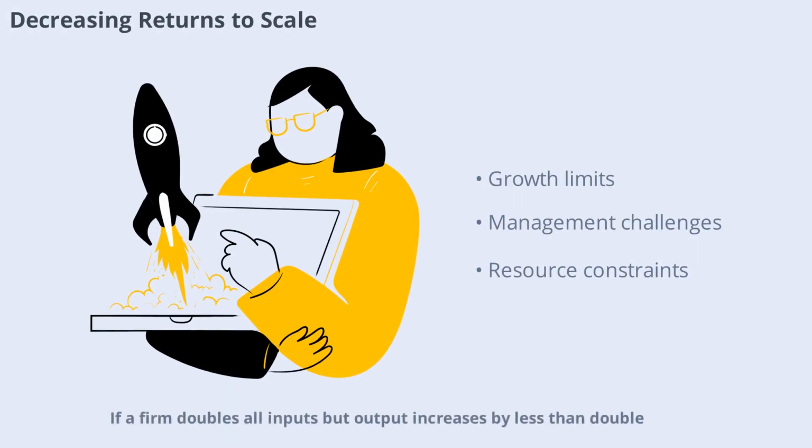If a firm doubles all inputs but output increases by less than double, it faces decreasing returns to scale. This can result from management challenges or resource limitations as the company grows. Recognizing this helps firms avoid overexpansion.